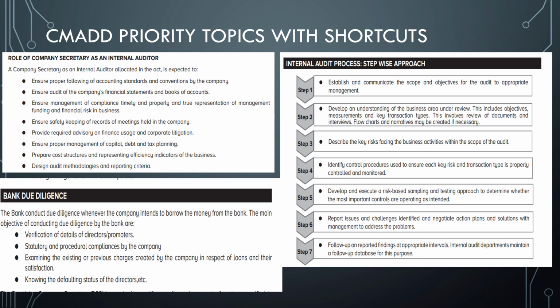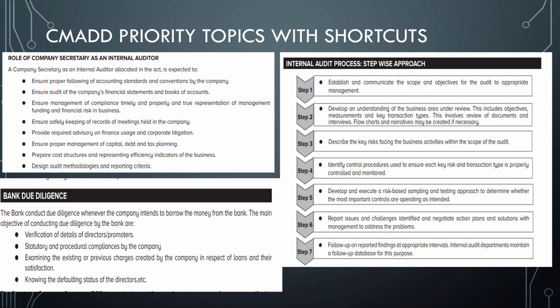So moving on to the next question, briefly elaborate the stepwise approach followed in internal audit process. The shortcut is FRIED. F is for follow on reporting reported findings, and R is for report issues and identify.